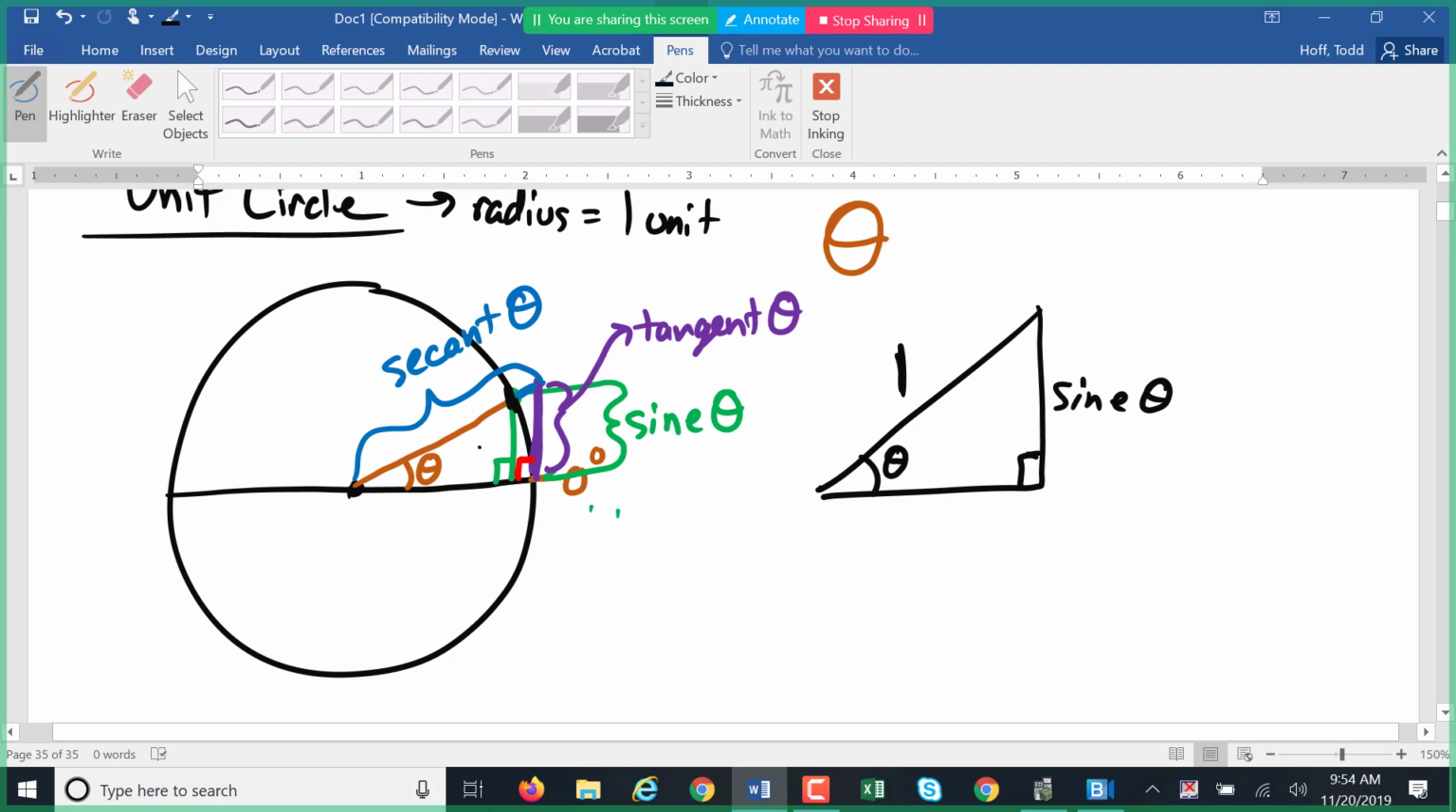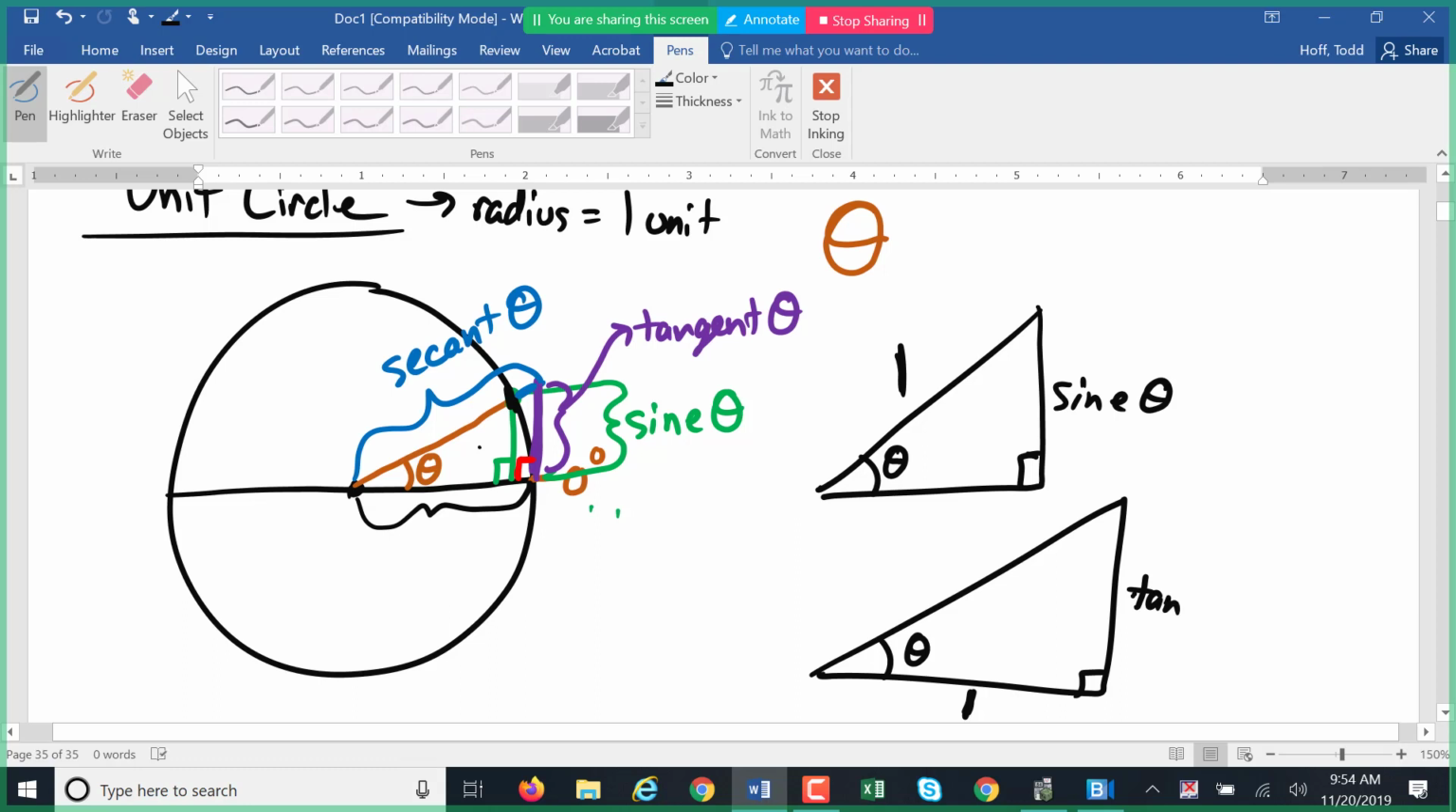But we've got a larger one that's defined. Didn't draw that very well. That's maybe a little bit better. This is still the angle theta, but now this is 1 unit down here. This is 1 unit. This side over here is the tangent of angle theta. And this up here is the secant of that angle theta.